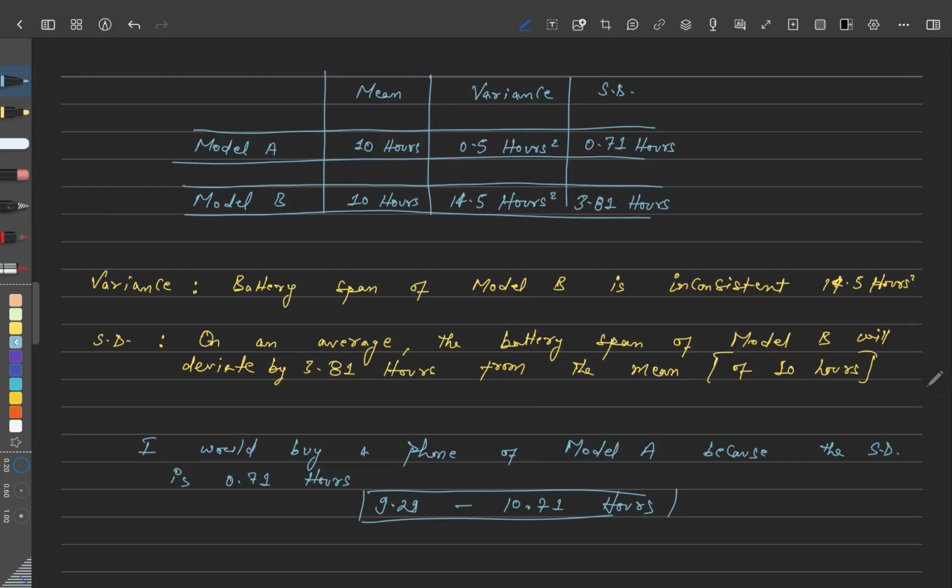In other words, you can also say that if the standard deviation is low, you can trust the mean value more and more. The lower the standard deviation, the more you can trust the mean value. Because 9.29 and 10.71 is very close to the mean of 10 hours.